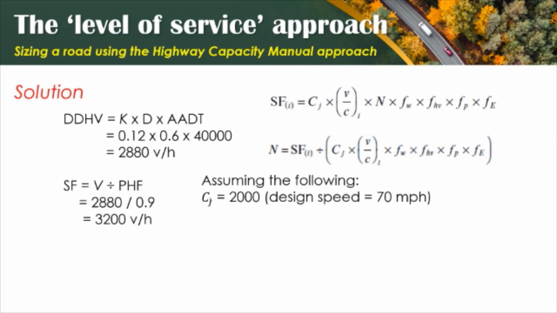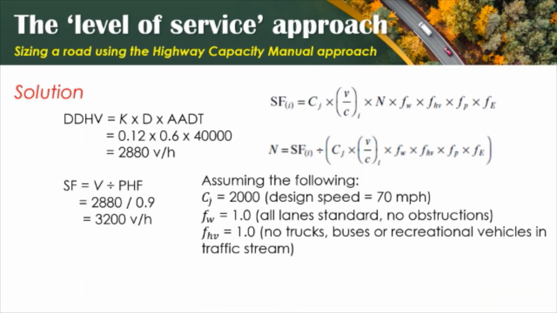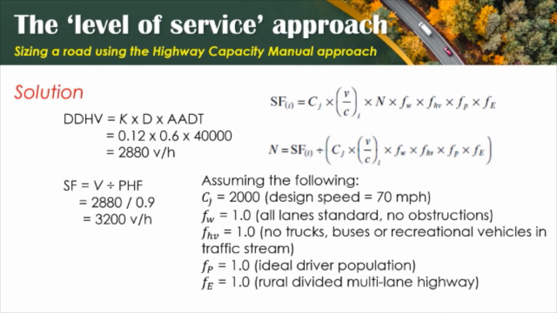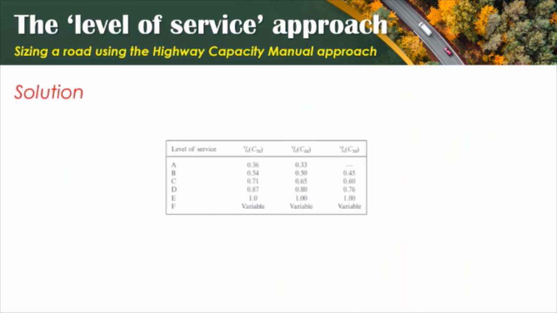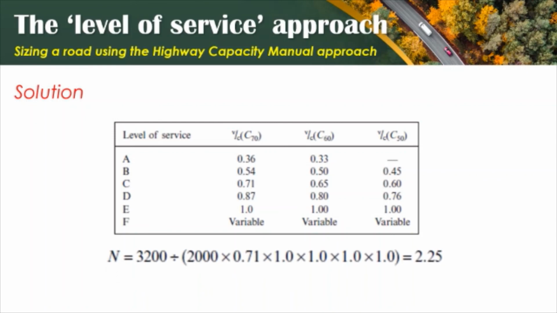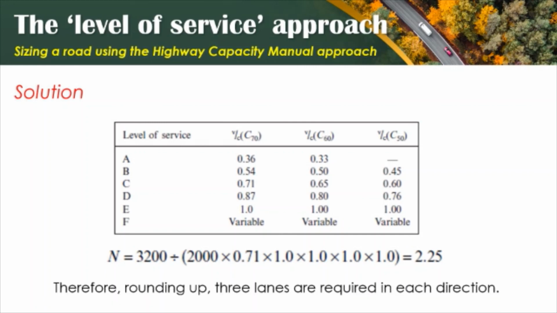Assuming the following: C sub j is equal to 2000, F sub W is 1.0, F sub HV is 1.0, F sub E is 1.0, and F sub P is 1.0. From the table of ratios of flow to capacity for different levels of service and design speeds, the maximum ratio of flow to capacity for level of service C is 0.71. So the number of lanes required can be estimated as 2.25. Therefore, rounding up, 3 lanes are required in each direction.